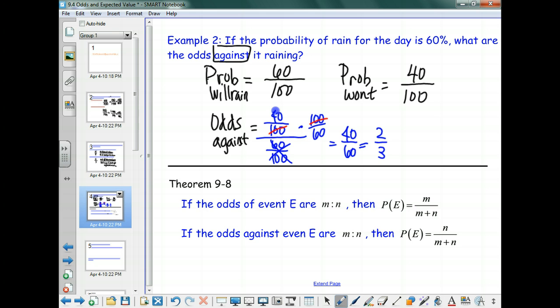So the odds are 2 to 3 that it won't rain. In other words, if I had 5 different things that could happen, twice it's going to not rain, and 3 times it's going to rain. So we have the "not" on top, and we've got "happening" on the bottom. The odds against it raining are 2 to 3. Okay, I'm going to show you one other way to think about the problem.